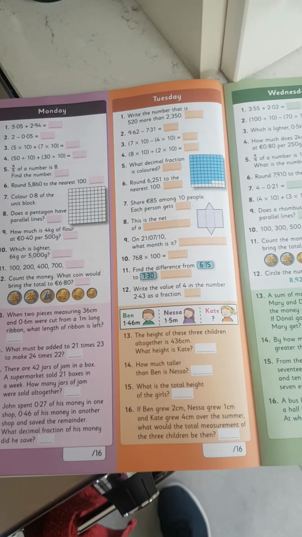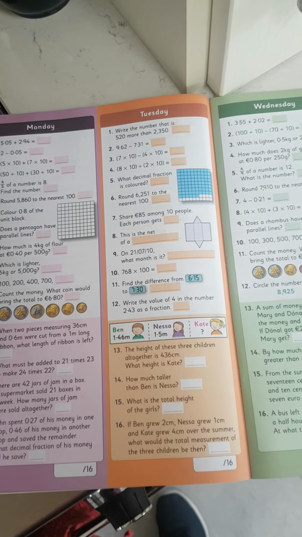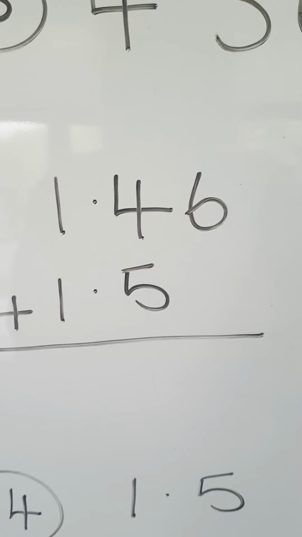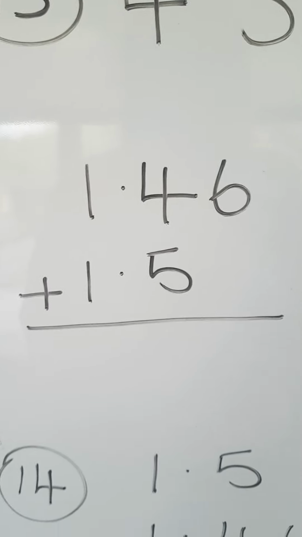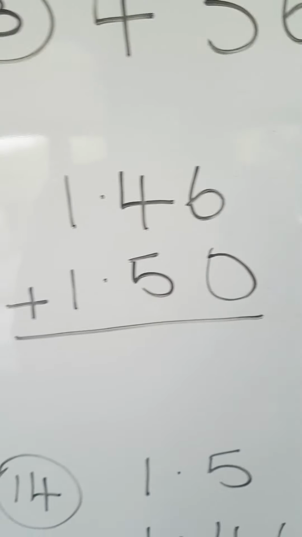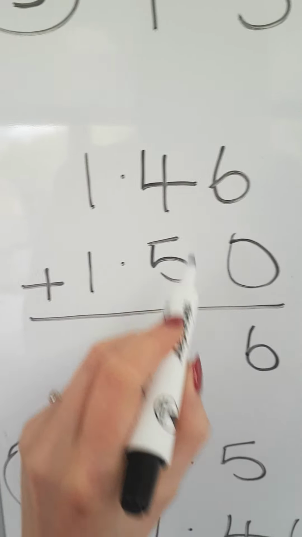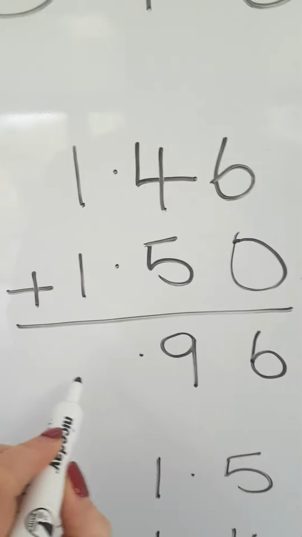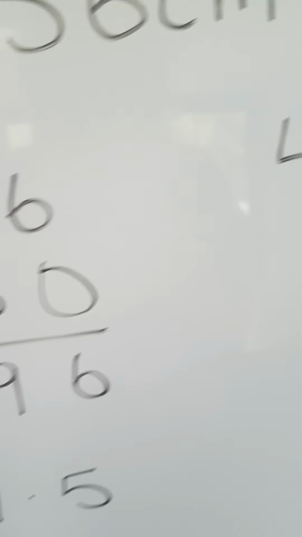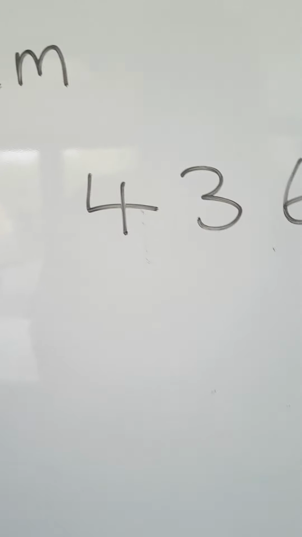Okay, so question 13. The height of these 3 children altogether is 436 centimeters. What height is Kate? We know Ben and we know Nessa, but we have to get Kate. So the first thing I would do is add Ben and Nessa's height. So 1.46 plus 1.5. Now I can add in a 0 there to help me with the adding. It won't make any difference. So 6 and 0 is 6. 4 and 5 is 9. And 1 and 1 is 2. So 2.96 together. Then take that away from 436 centimeters.